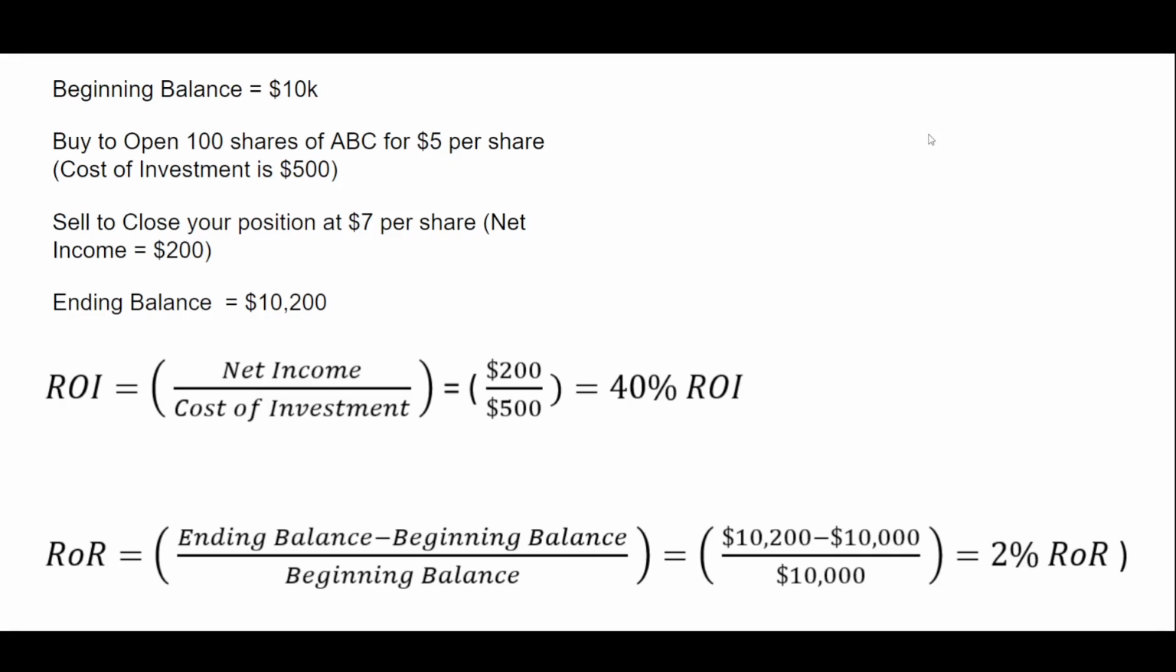How would these two measures look in this scenario? Well, with the return on investment, we're dividing our $200 profit by the $500 we initially invested in this one trade, which would give us an ROI or return on investment of 40%. And that sounds amazing. I would love to be able to tell people that I made a 40% return today. But this can be misleading.